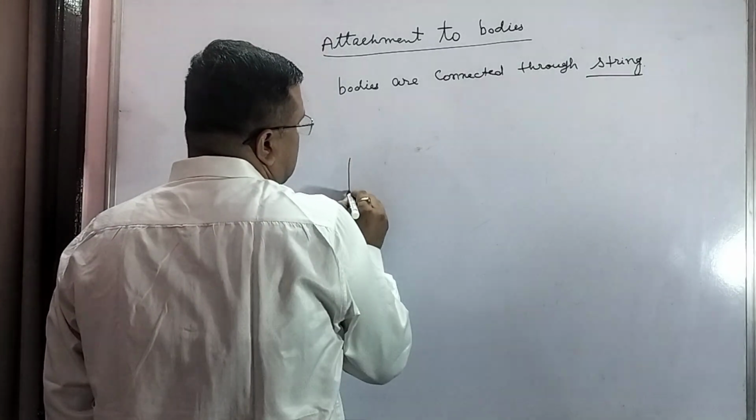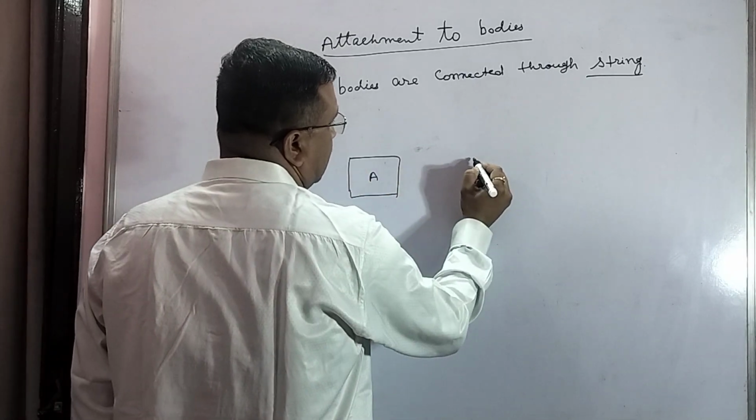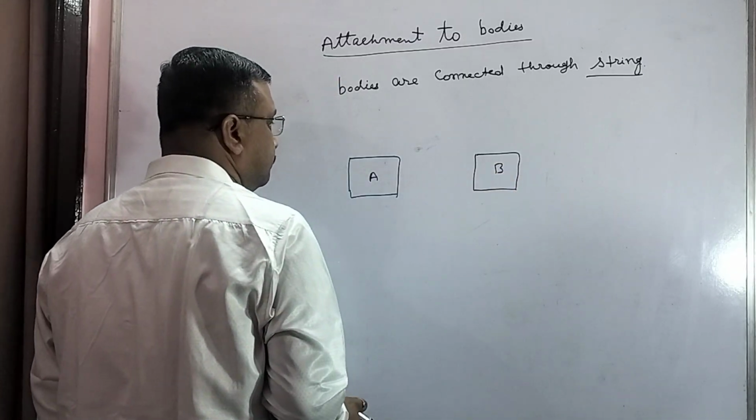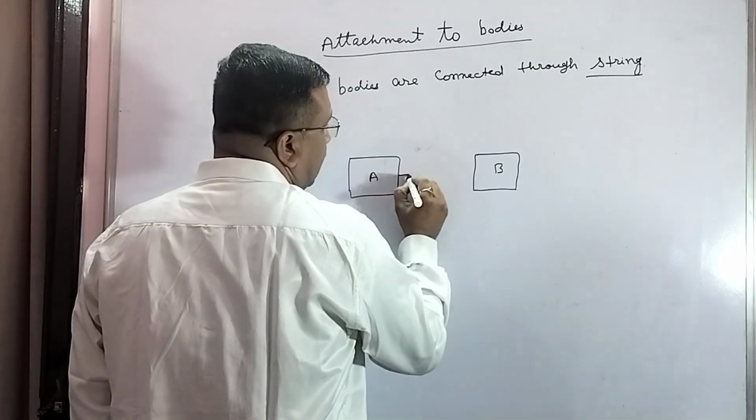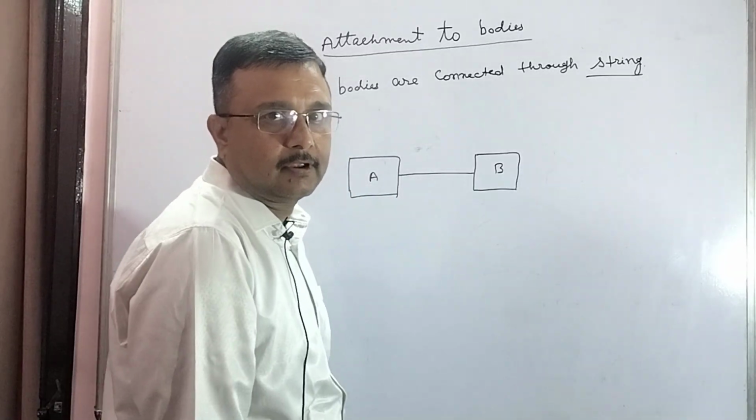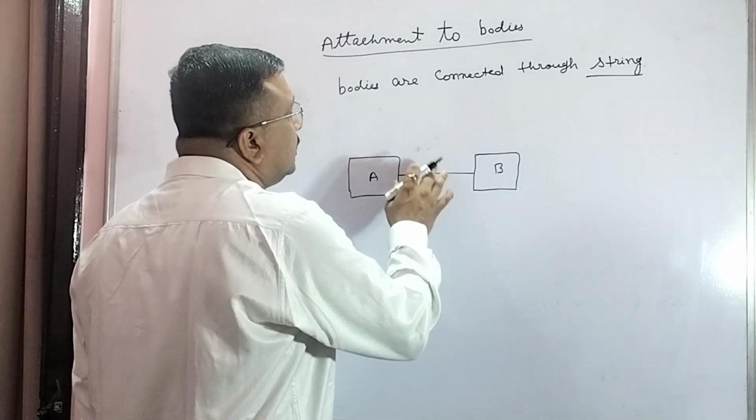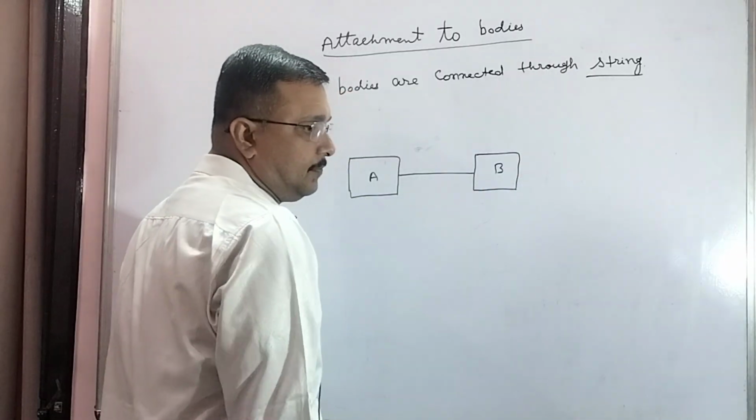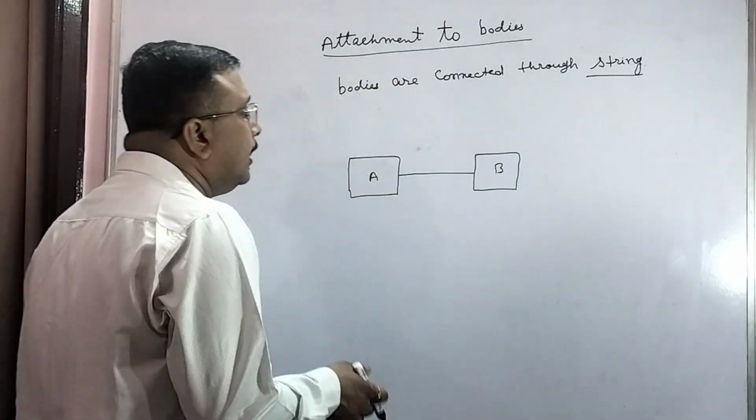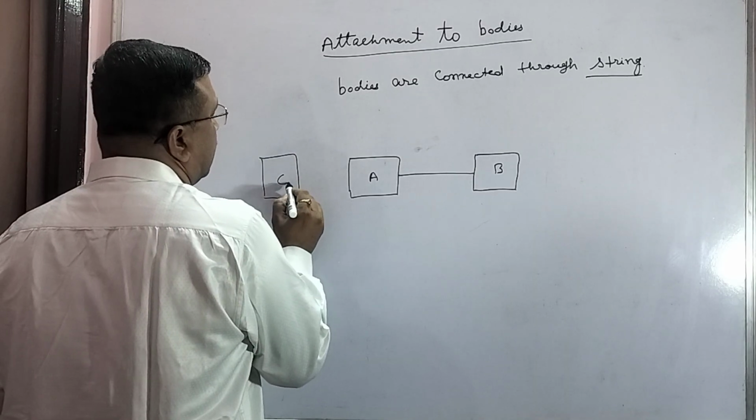Just like that, suppose this is a block A, here is block B, and they are connected with the help of this string. So the bodies A and B are not directly in physical contact, but they are connected through a string. We shall call it indirect contact. A and B. There may be another object also, like C.